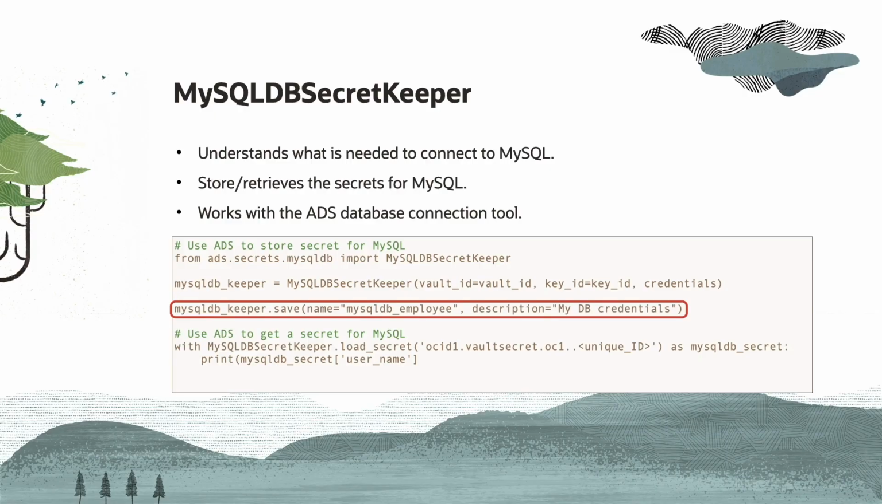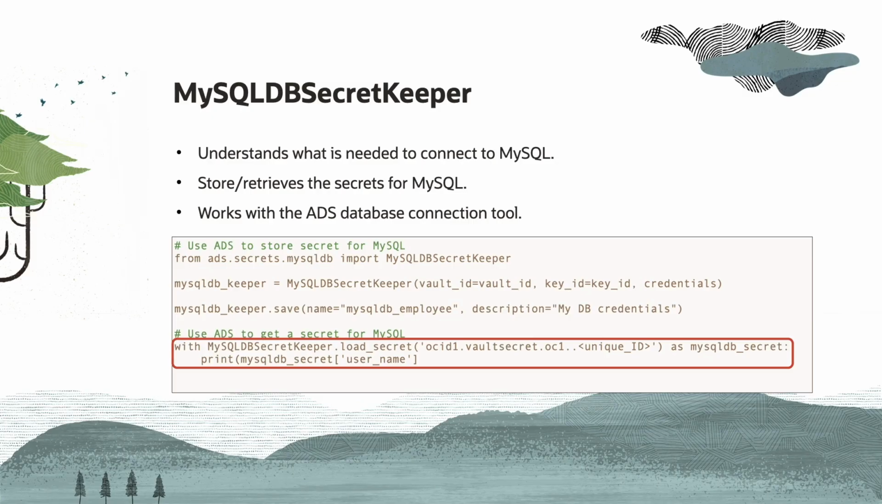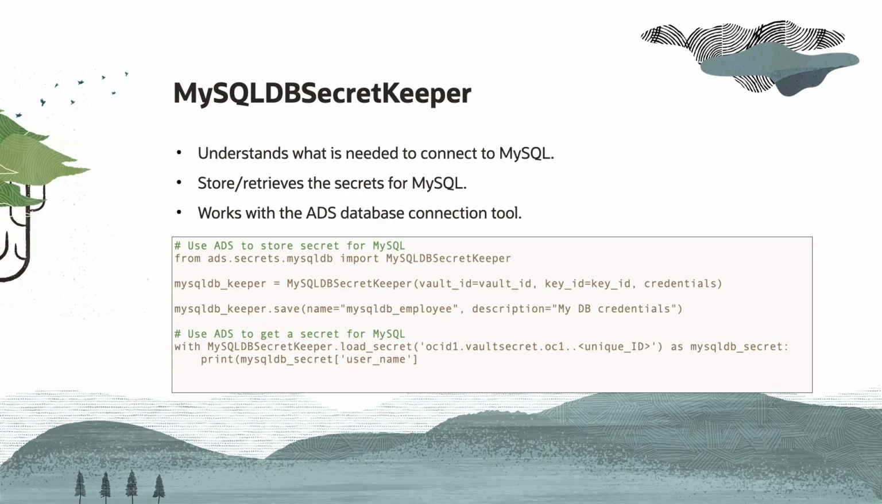That was simple to save the data. How easy is it to retrieve it? Well, in best practices, what we would want to do is retrieve it, but not store it in a variable that's going to hang around. So I'm going to show you an example where we're going to use the with statement, basically creating a context. And we're going to load that secret in by calling the MySQL DB Secret Keeper load secret method. And all we're going to do is pass in the secret OCID. That's going to return back to us an object, and that object is going to be a dictionary, and we can access all the secrets. So it's very simple to use. It's one line of code to retrieve it and two lines of code to save it.